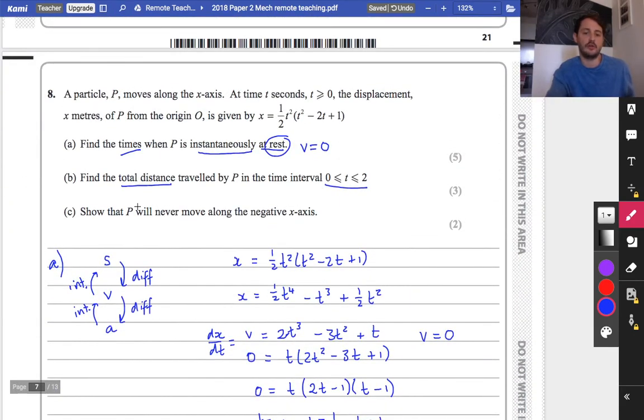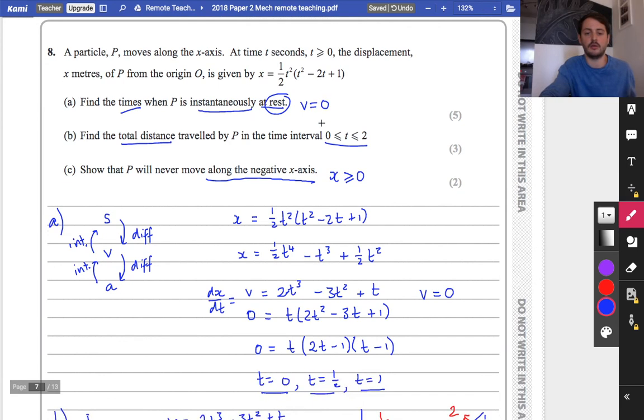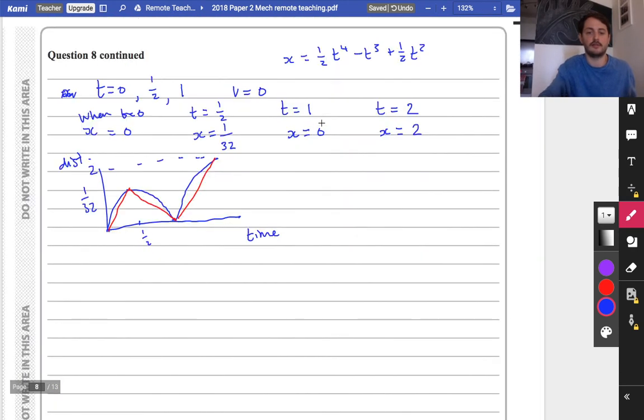It says, show that P will never move along the negative x-axis. Well, it's never going to be along the negative x-axis. We're going to try and show that x is always greater than or equal to 0, which means it can never be negative. So I'm just going to take this bit that we've got here and see if you can remember what I said at the beginning.